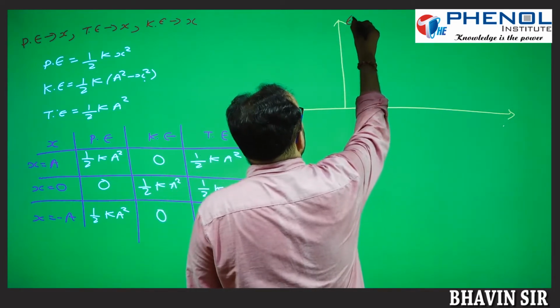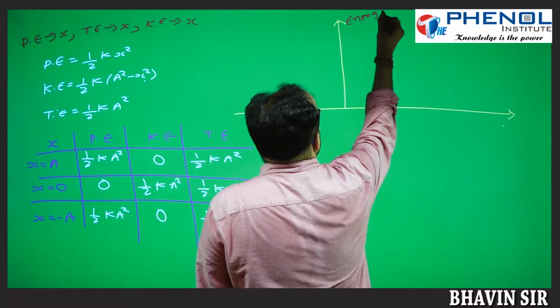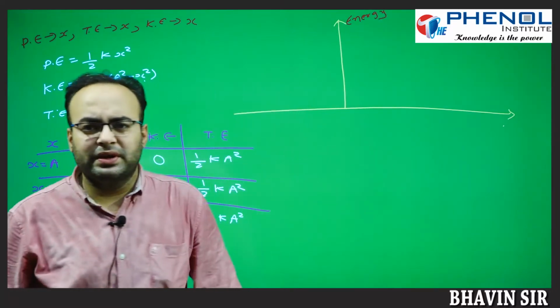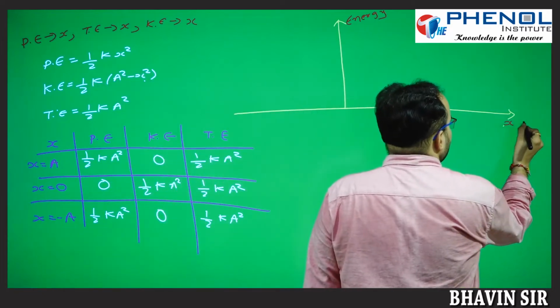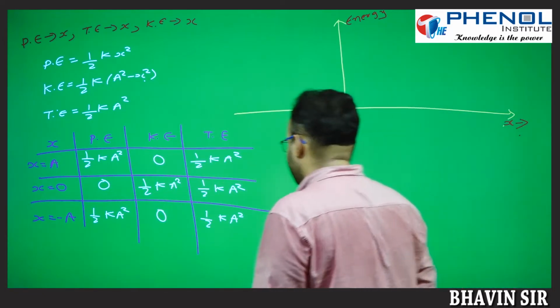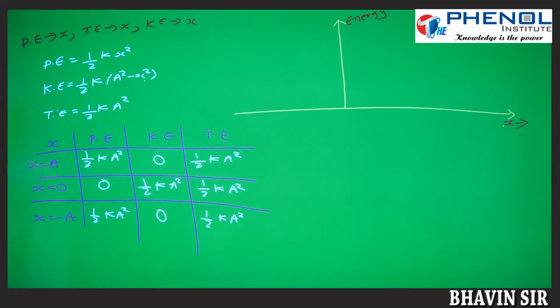Here we consider energy. On the y axis we consider what? Energy. And here we consider displacement x. Chalo.